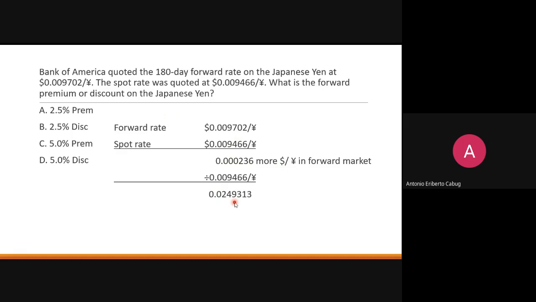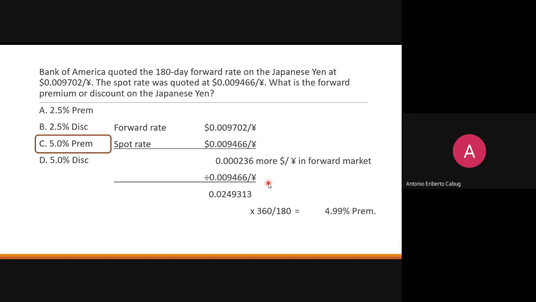I already told you, look at the number of days. This is 180 days. So to annualize this, multiply by 360 days per year, divided by the 180 days. Annually, this is 4.99%. The correct answer is letter C. Only two got it right.